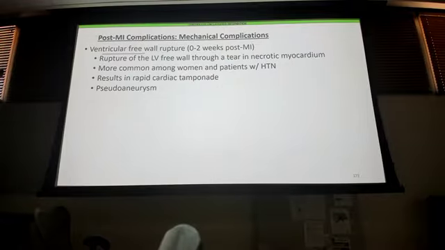Then there's the ventricular free wall rupture, so you have an area that's damaged or dead, necrotic from that ischemic event, and that can lead to a weakening of the wall, which then leads to a high risk of that rupturing, which then leads to bleeding out, cardiac tamponade, and those types of things.